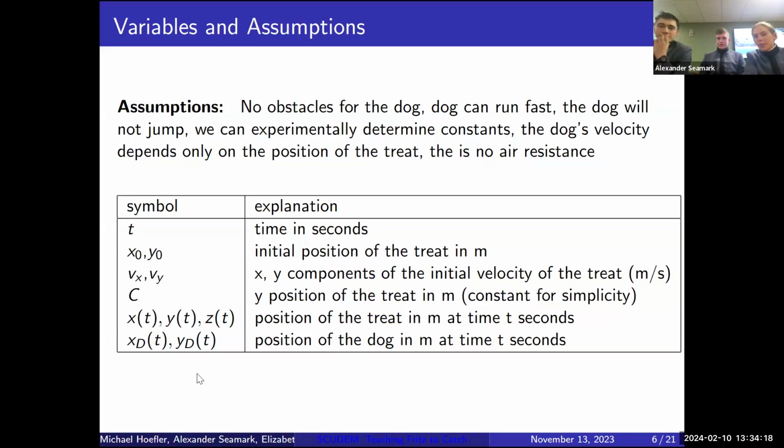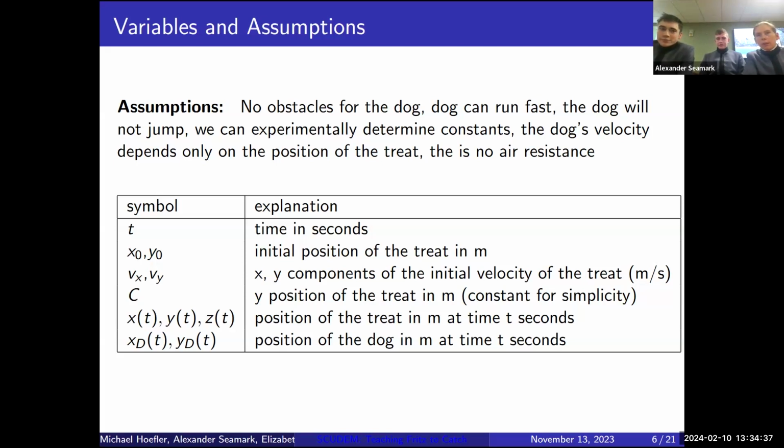So some assumptions that we had to outline, just as a basis in approaching this problem and to break it down and simplify it, as Michael was saying, are that there aren't any obstacles for the dog to run into, that the dog can run fast enough to catch the treat, and that the dog's not going to jump to catch the treat.